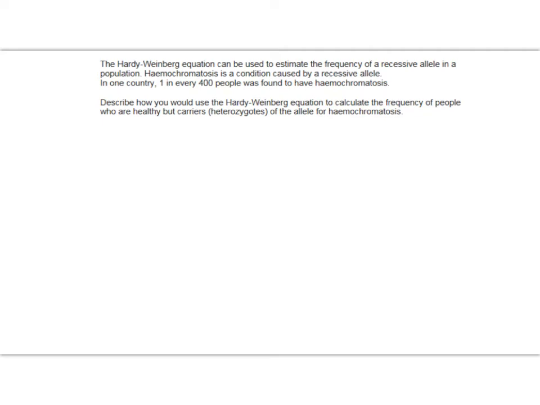Let's look at this question then. The Hardy-Weinberg equation can be used to work out the frequency of a recessive allele in the population. Hemochromatosis is a condition caused by a recessive allele. In one country, 1 in every 400 people were found to have hemochromatosis. Describe how to use the Hardy-Weinberg equation to calculate the frequency of people who are healthy but carriers, or heterozygotes. So if you could pause the video, have a go at the question, and when you're ready to go through it, press play.